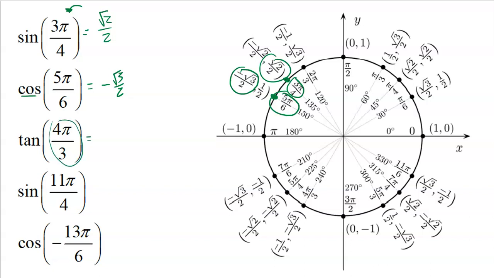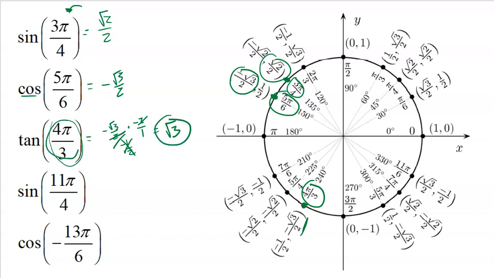So we have 4 pi over 3 here. The first thing we got to do is locate 4 pi over 3. There it is. And then we got to remember that this is where it stopped, and tangent wants the y coordinate, negative radical 3 over 2, divided by the x-coordinate, negative 1/2. But of course, instead of dividing by the fraction, I'm going to multiply by the reciprocal, negative 2 over 1. 2's cancel, negatives make a positive, and I get radical 3.